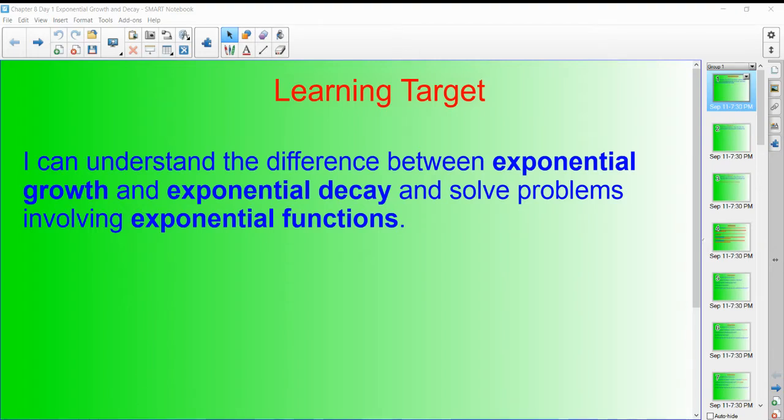Hello, everyone, and welcome to our new chapter. We're going to learn about exponential functions and logarithmic functions this chapter. If you don't know what logarithms are yet, that's completely okay.